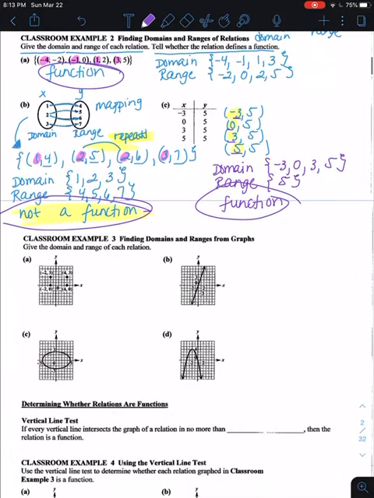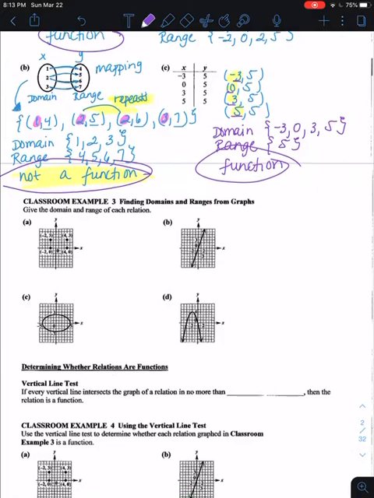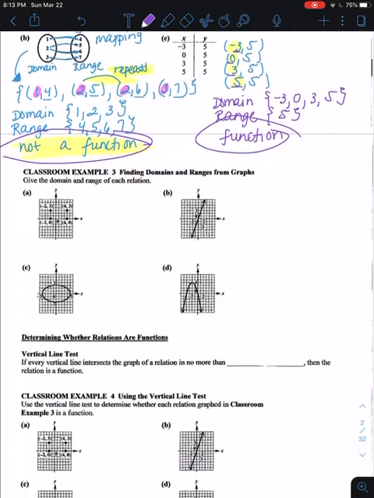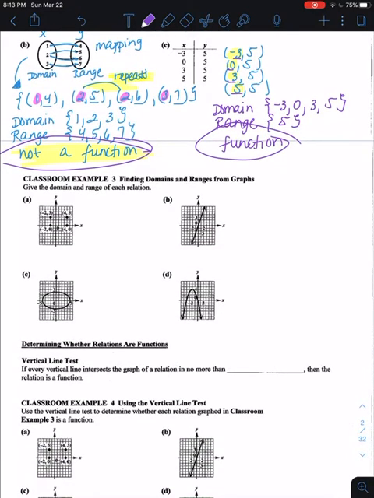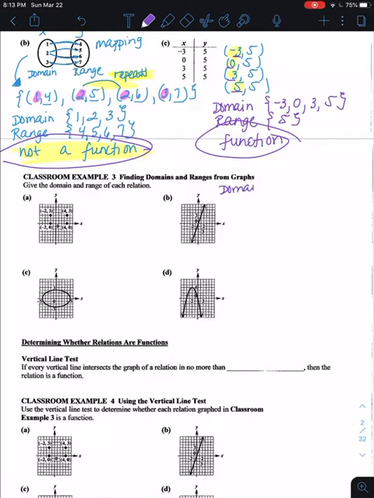All right, so going down to example 3, finding domains and ranges from a graph. So let's make a note. Domain is your restriction on your X values. So domain is your restrictions on X. If it's a nice continuous curve or a graph like B, C, and D, we'll talk about A shortly, but if you see graphs like B, C, and D, this is going to be how wide the graph is.